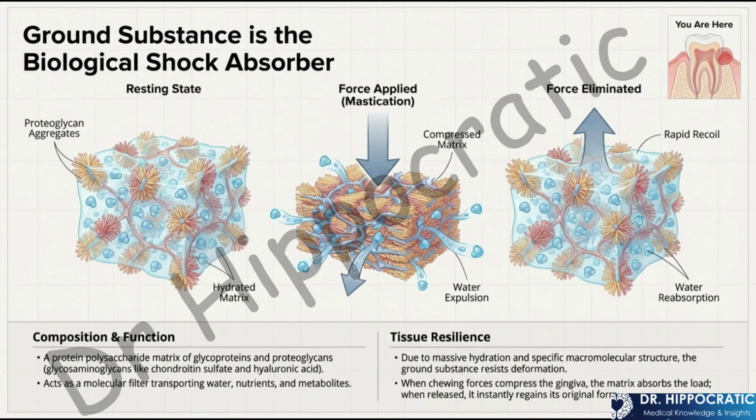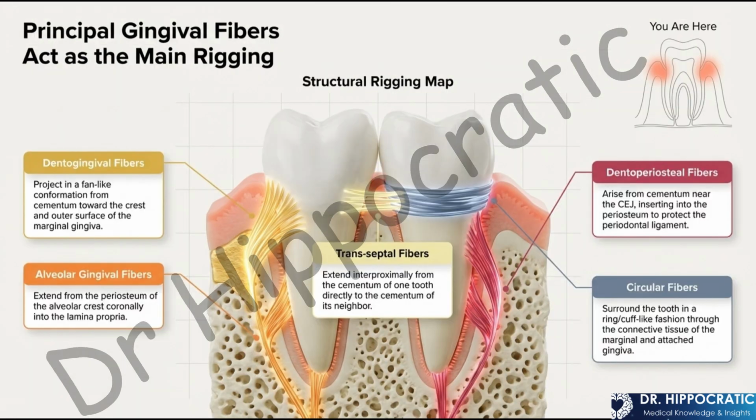That is so elegant. Now coming to next slide. Slide 12 maps out the heavy lifting. The principal gingival fibers, these are the main rigging cables holding the entire fortress to the anchor. If the tooth is a giant stone tower, these are the massive siege ropes ensuring it doesn't tip over. There are 5 main fiber groups.